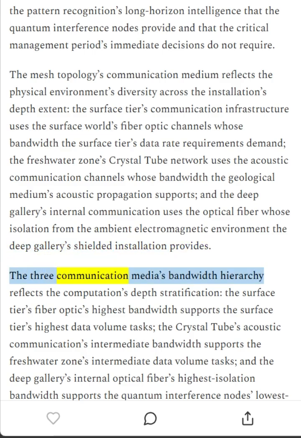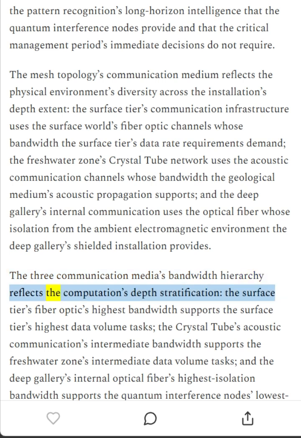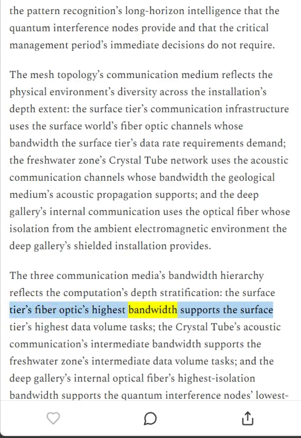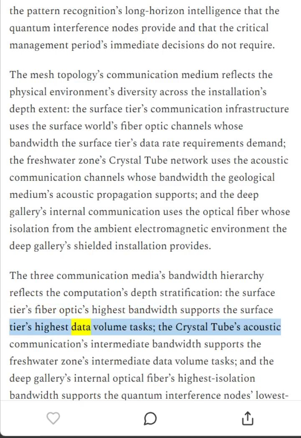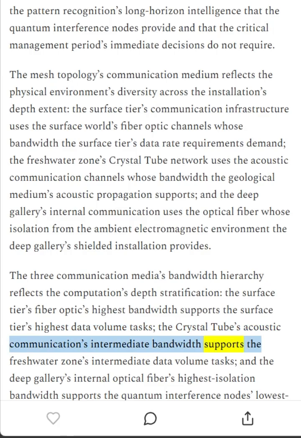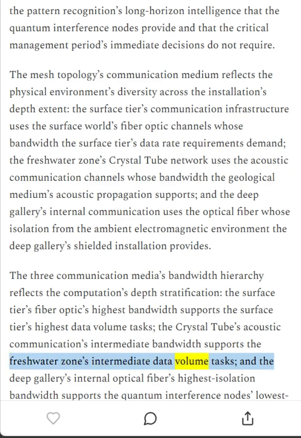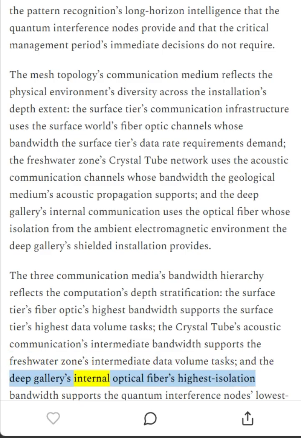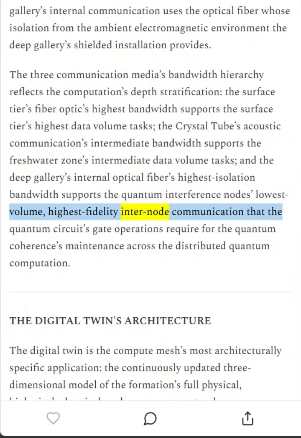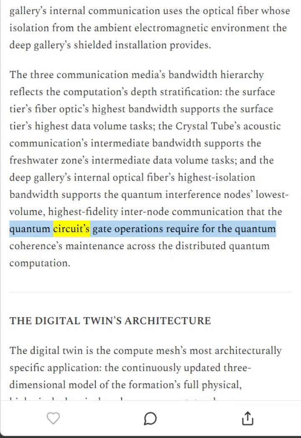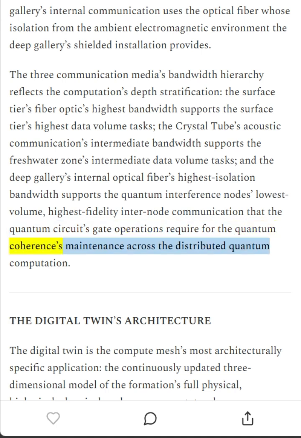The three communication media's bandwidth hierarchy reflects the computation's depth stratification. The surface tier's fiber optics highest bandwidth supports the surface tier's highest data volume tasks. The crystal tube's acoustic communications intermediate bandwidth supports the freshwater zone's intermediate data volume tasks. And the deep gallery's internal optical fiber's highest isolation bandwidth supports the quantum interference node's lowest volume, highest fidelity internode communication that the quantum circuit's gate operations require for the quantum coherence's maintenance across the distributed quantum computation.